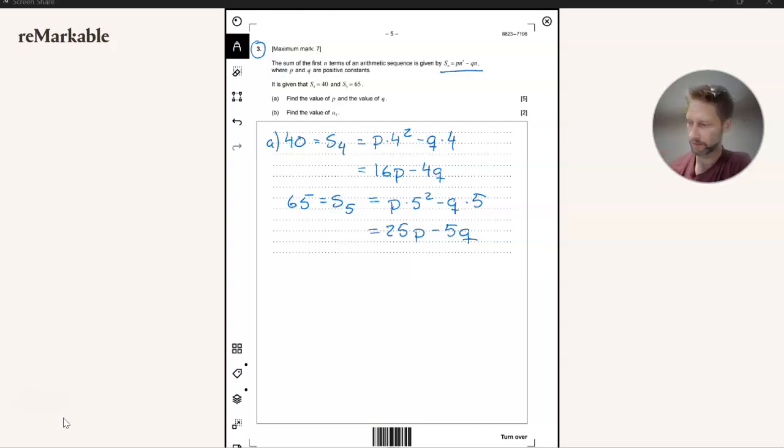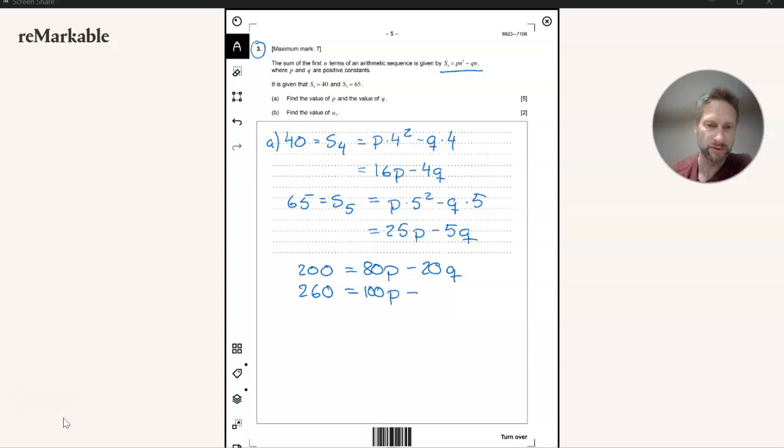Yes, we can. So one way of attacking it is to realize that if we multiply the first one by 5, then we get something like 5 times 40, that is 200, is equal to 5 times 16, that's 80, times P minus 20Q. And if we multiply the other one by 4, then it starts looking really nice. So I'm just going to do that. 4 times 65, that's 260, is equal to 100P minus, again, I get 20Q.